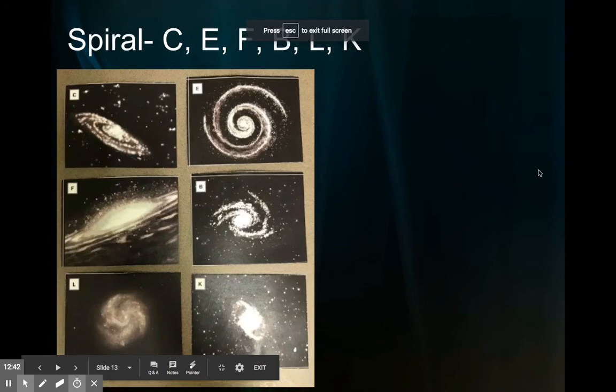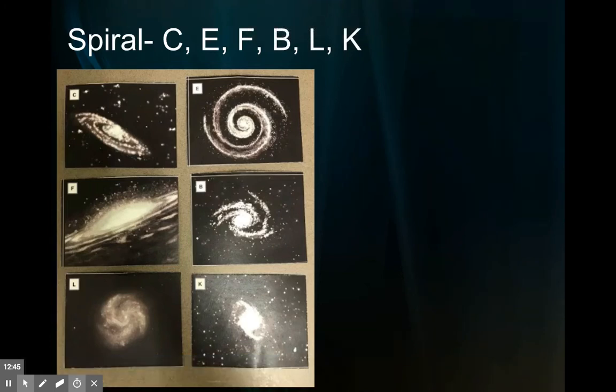All right, so the first one that we're going to talk about is spiral. That's one we're going to focus on because it's the Milky Way, and that's where we live. So the following are the spiral galaxies: C, E, F, B, L, and K. So double check your answers, and if you didn't put these in the spiral section, then you can put them in there now. So I want to make sure you can identify a spiral galaxy no matter how the picture looks.